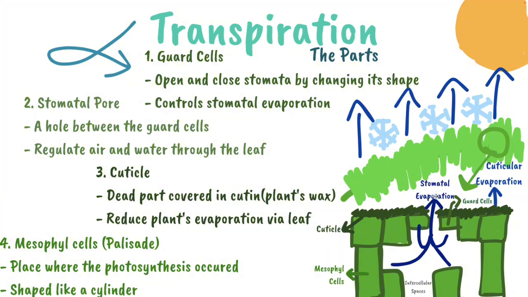Now we have two mesophyll cells, but the really important one is the palisade mesophyll cells. This is the place where photosynthesis occurs, and they are shaped like cylinders, while the spongy mesophyll cells are connected to the intercellular spaces, the ones you can see down there.